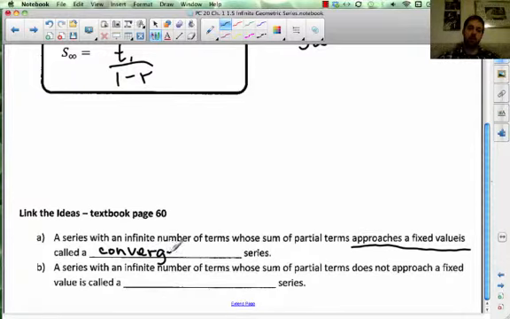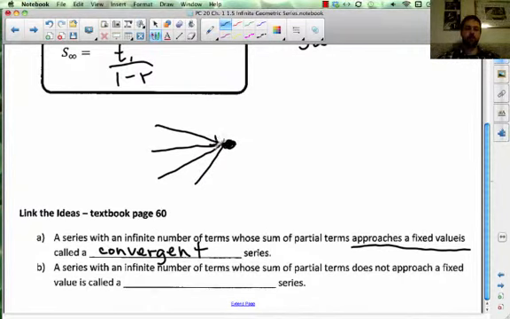Now, the word converge means come together. So if you think about a bunch of lines, they're all coming together to a single point. They're converging. Okay? Now, that means they have a sum. They will approach a fixed value.